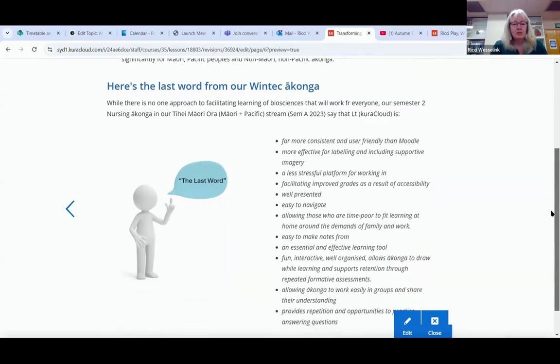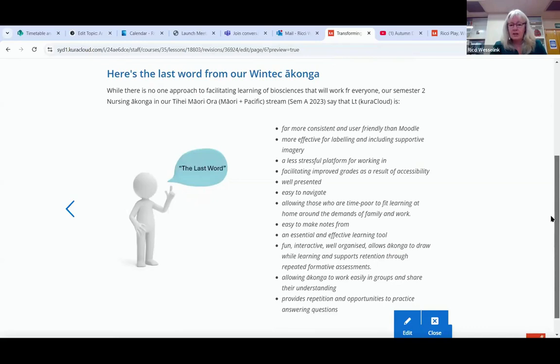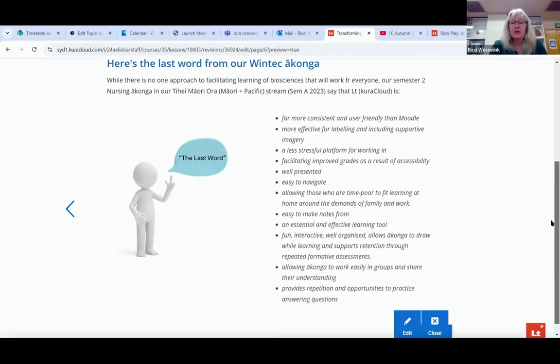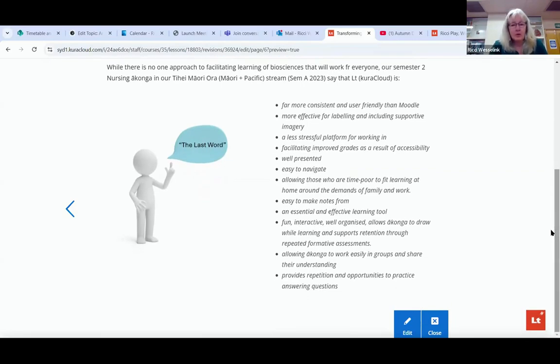And I thought I'd let our students, our ākonga, have the last word. So when we asked our students about their experience, and these are our Māori and Pacific students from semester A 2023, what they told us was that LT or Kura Cloud is far more consistent and user-friendly than Moodle. That's our other platform. It allowed for more effective labelling and included supportive imagery. It was a less stressful platform to work in. It facilitated improved grades and increased accessibility. It was well presented, easy to navigate.